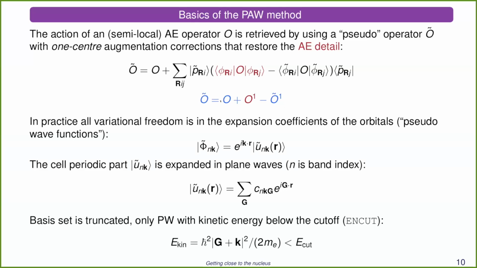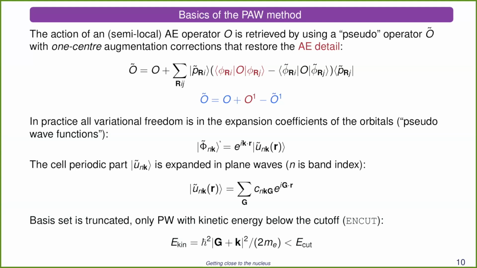The pseudo operator is the real operator plus a one-center all electron correction minus a one-center pseudo correction. Good. And now you operate with this on some plane wave expansion. And that plane wave expansion, of course, has all the variational freedom in the expansion coefficients in plane waves.